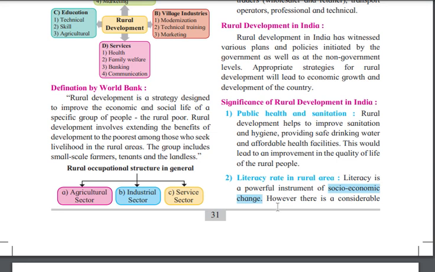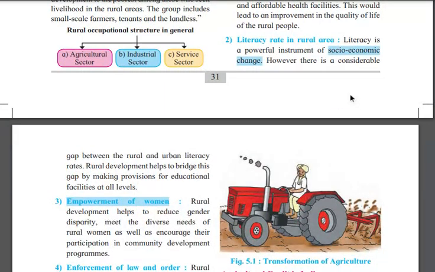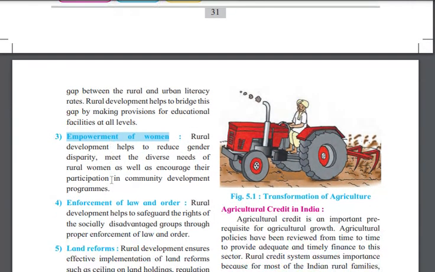And the second one, literacy rate in rural area. Okay, what do you mean by literacy? Literacy means people should know how to read and write. So literacy is a powerful instrument of socio-economic change. It is one of the powerful instruments to change society and the economy. However, there is a considerable gap between rural and urban literacy rates, and rural development helps to bridge this gap by making provision for educational facilities.